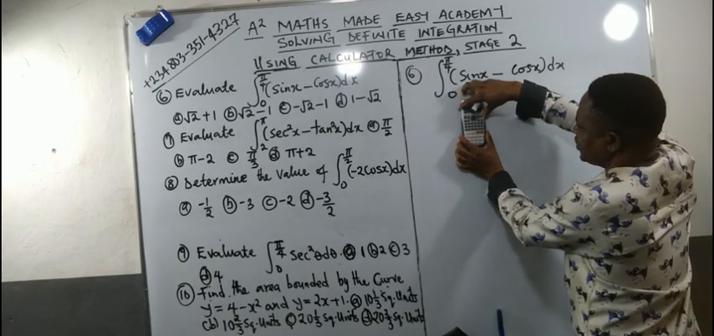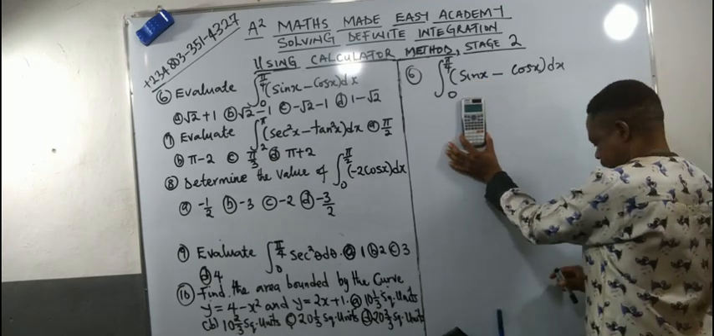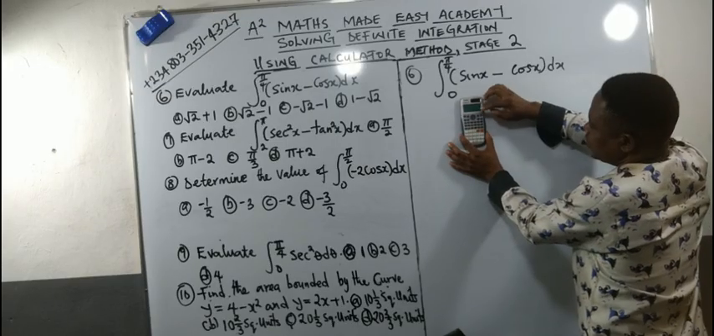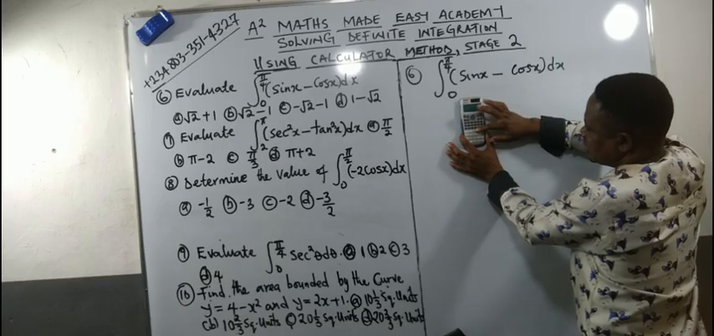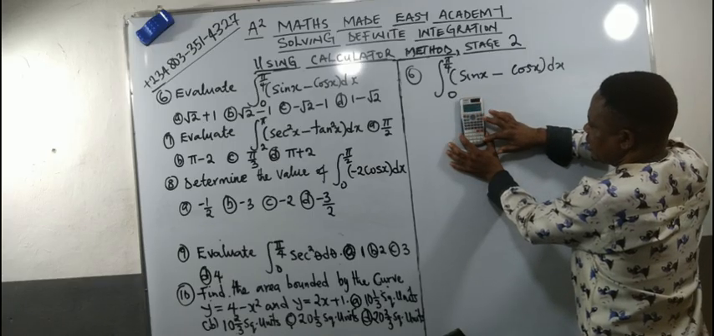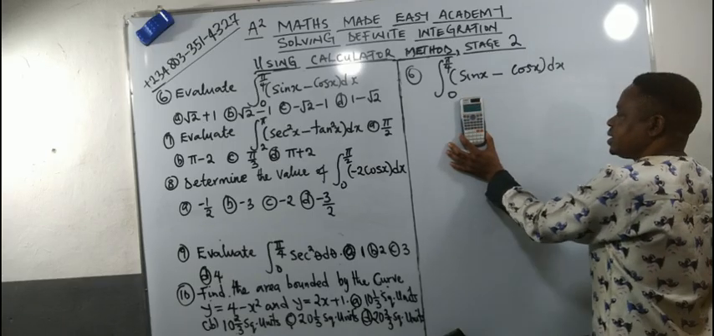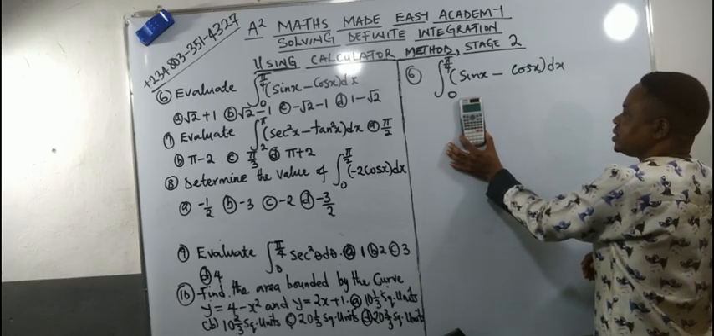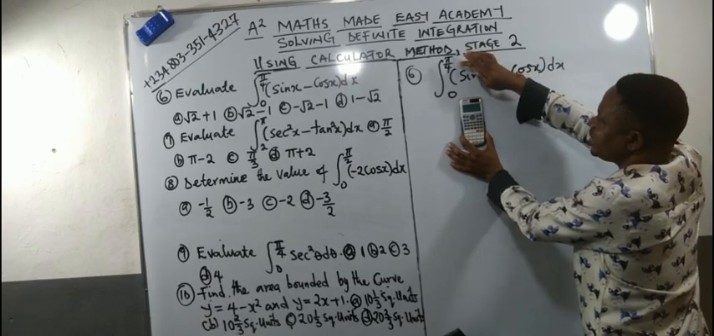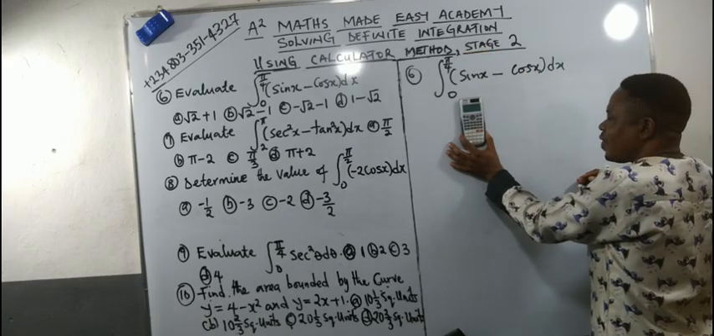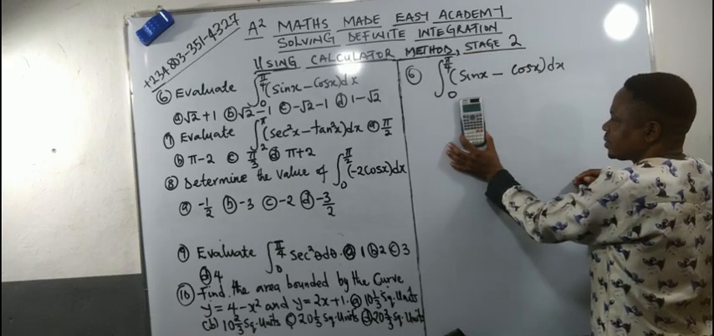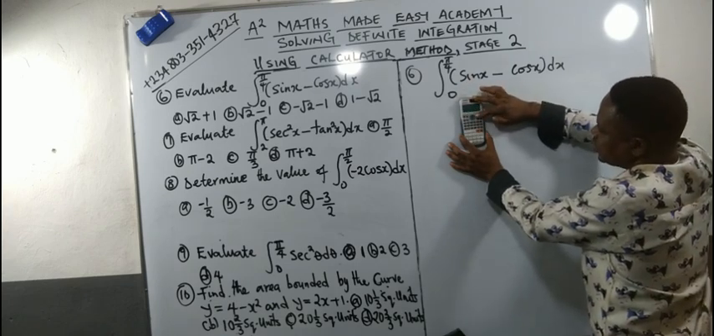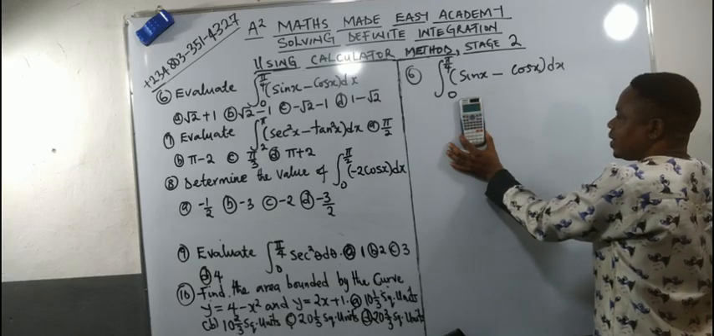The first thing is to clear the function key. How do we clear it? Press shift 9, 3, equal to, and AC. It has disappeared, so it is now normal. Then, since the upper limit is in radian, convert this calculator to radian. How do we do the conversion? Press shift mode and 4. It is now in radian.